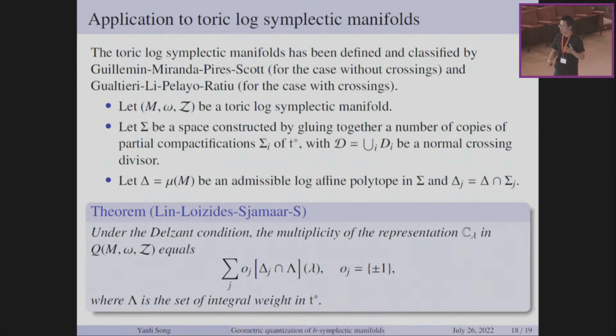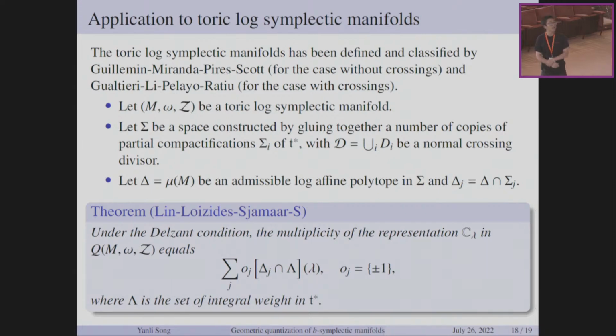Because they have singularity, what you do is glue several Lie algebras together. That is where the image of the momentum map takes values. So let Σ be the space constructed by gluing together copies of the compactification of t*. t* is the dual of the Lie algebra t. And this Z is some normal crossing divisor. And this Δ, we let it be the admissible log affine polytope in here. We view this Δ as the image of the momentum map.